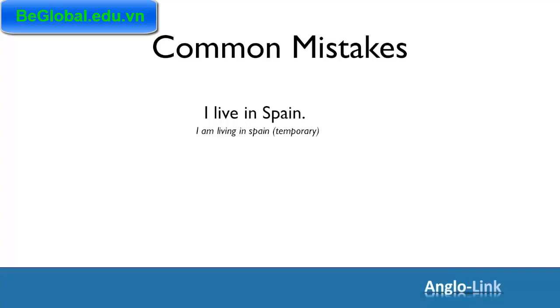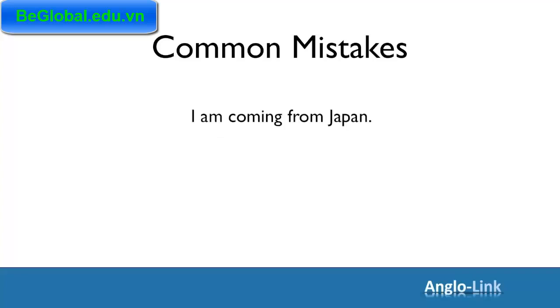Let's look at another example. "I'm coming from Japan." This person wants to say that they are from Japan. They are Japanese. They're giving you their nationality. So, it's a fact. Therefore, again, it should be present simple. I come from Japan. Saying "I'm coming from Japan" means I've just been there. You've been on a trip and you're coming back now.